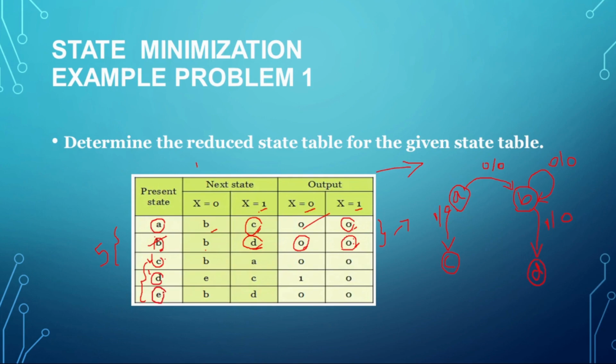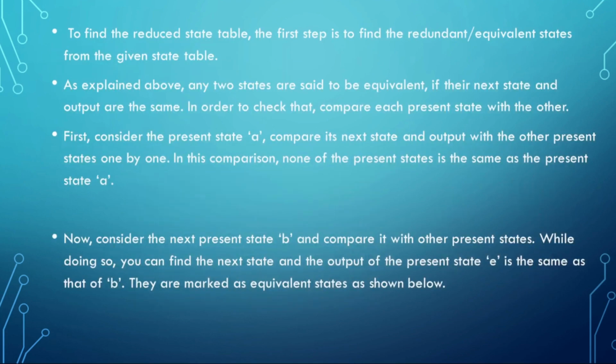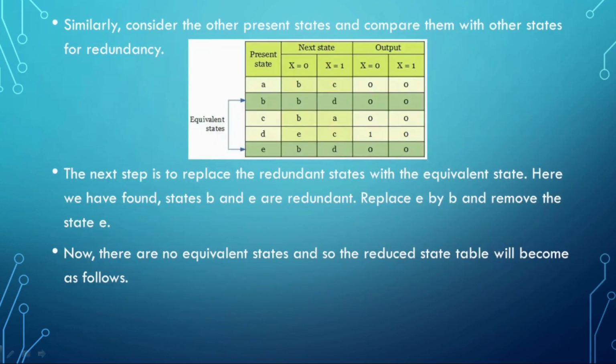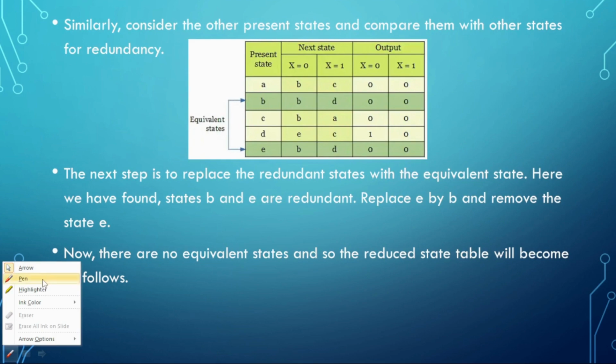So let's come to our problem, the state table. In this question, what will they ask? They will give one state table and you need to reduce the states. So here we are given 5 states, and you need to reduce to the minimum number of states. How will you reduce? The first step is how to reduce the states. See here, this is the given question, right?